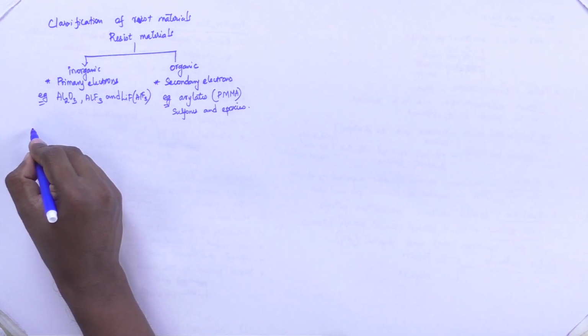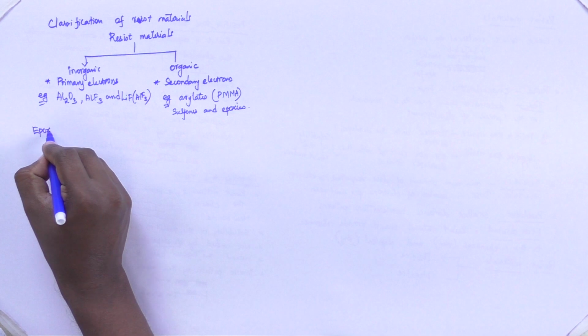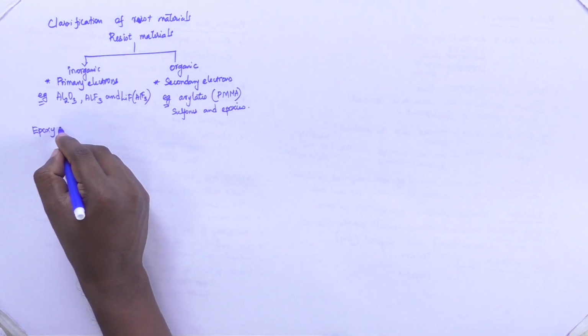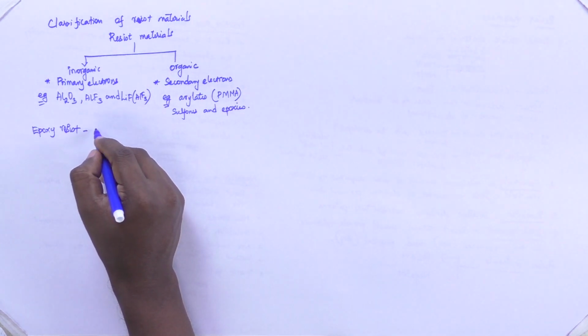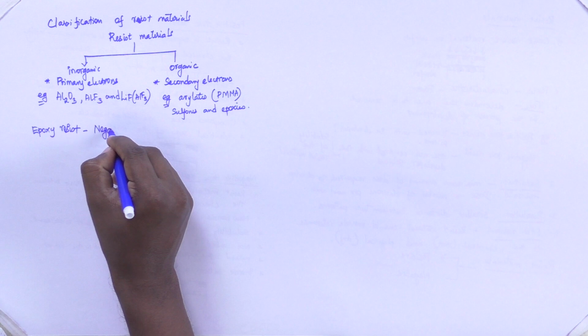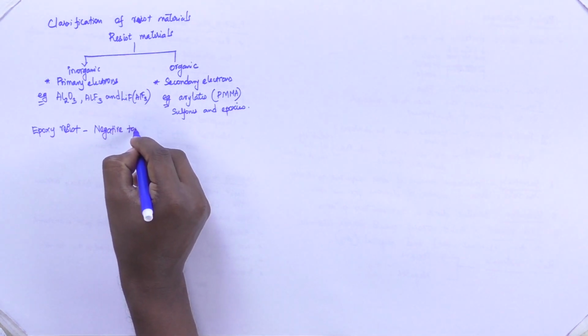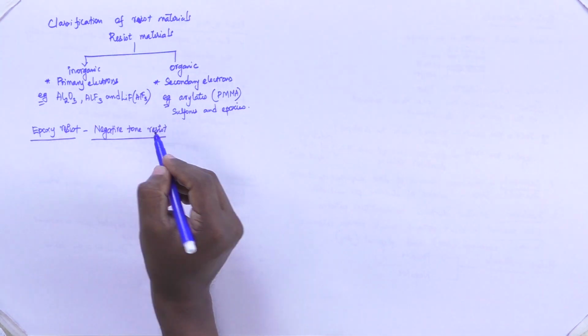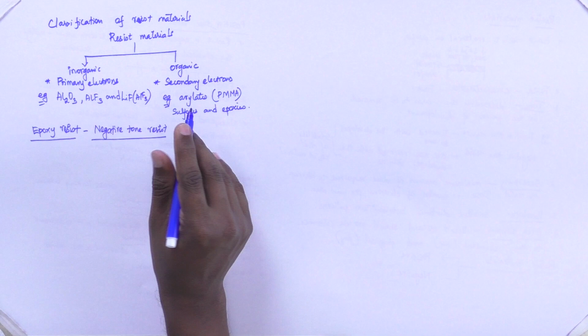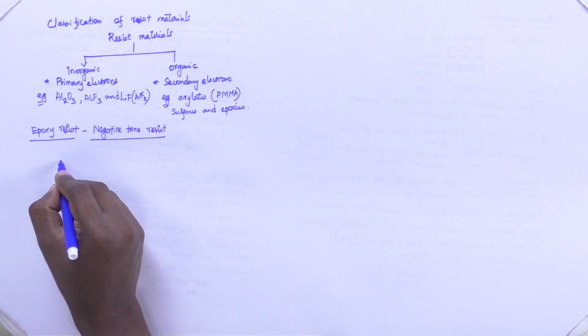So now we are going to discuss two resist materials in detail, and what will happen when the electron beam is passed. The first one is the epoxy resist, and its type is negative tone resist. When you remember the negative tone resist, what will happen is it will make secondary electrons and then it will ionize the compound.